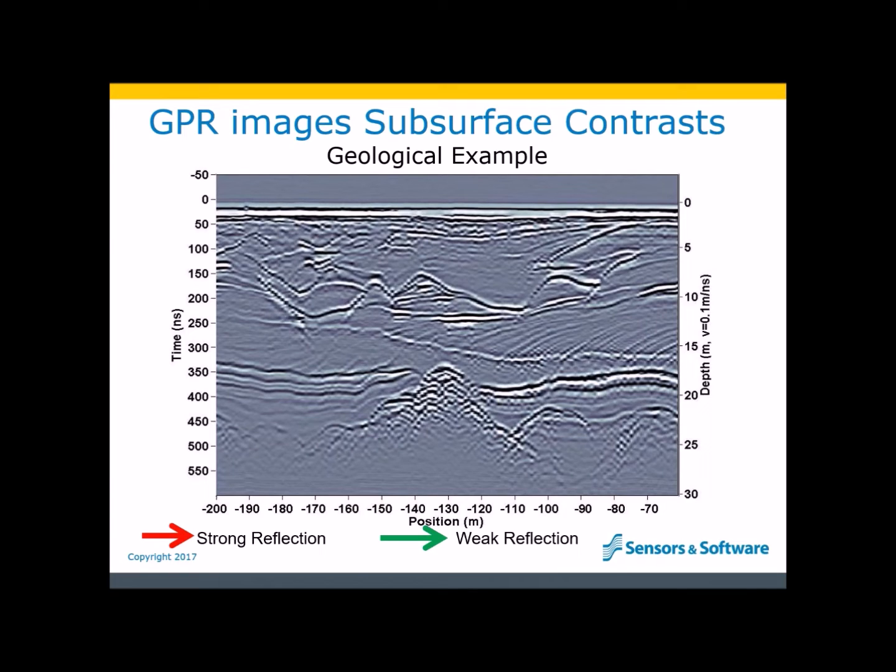What I would like you to understand from this whole discussion is that when you look at a GPR line, you should be thinking that it is an image showing the contrasts between layers and objects. Some are large contrasts that produce strong reflections, while others are more subtle contrasts that produce weaker reflections. This is a geological example, and again, I know a lot of you are utility locators, so here's a utility example.